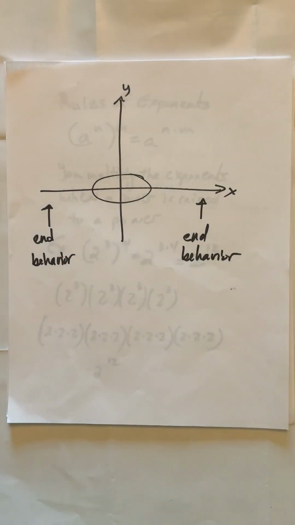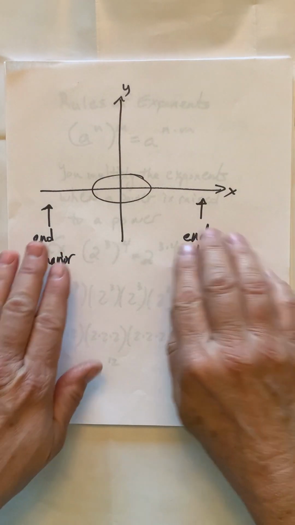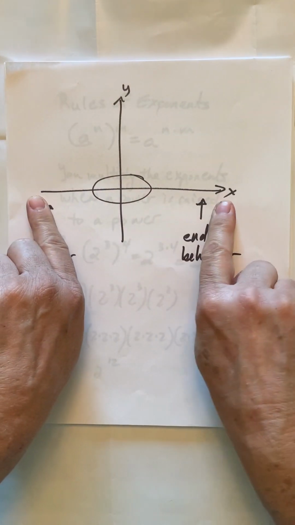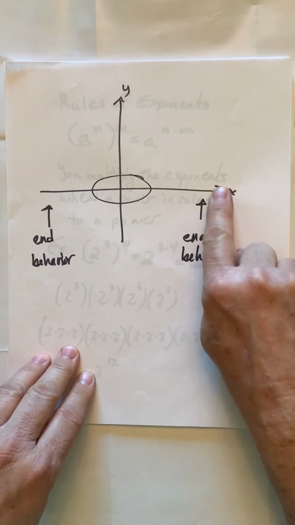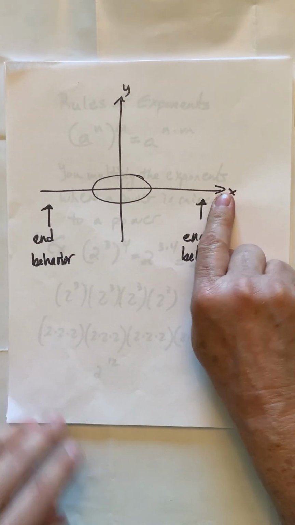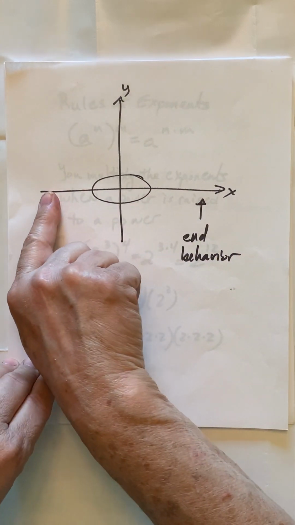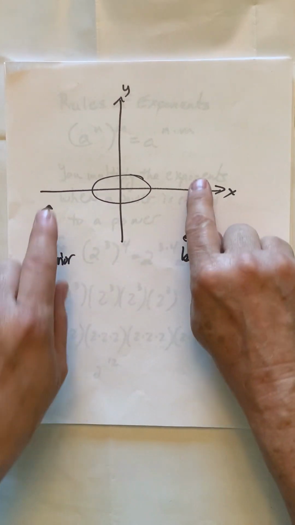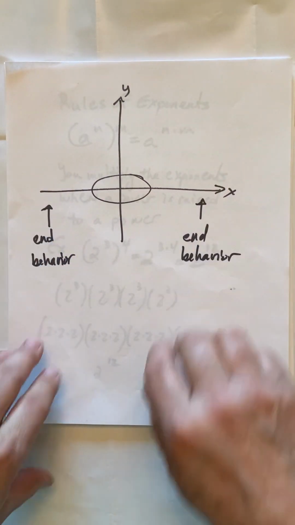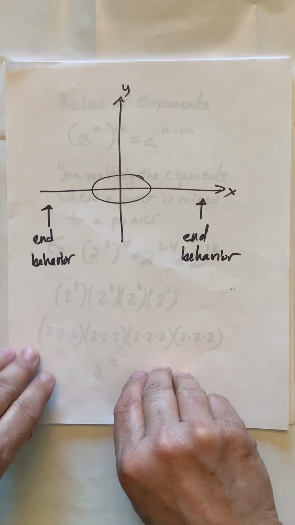Let me just show you what that means. So end behavior is when you're really, really far from zero. So your end behavior is like when x is, I don't know, in the billions or whatever, and either positive or negative. All right, that's what we mean by that. And so what is y doing? Is it going up, down, that kind of thing?